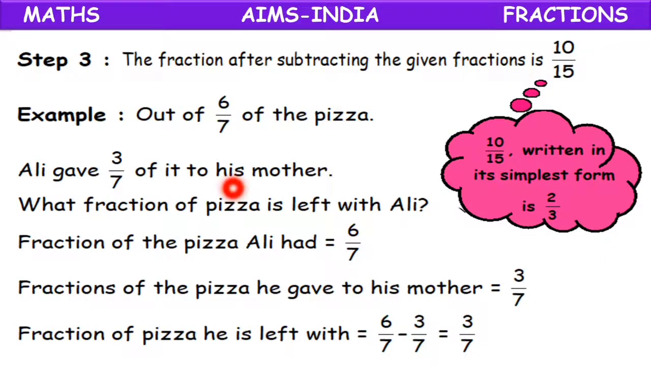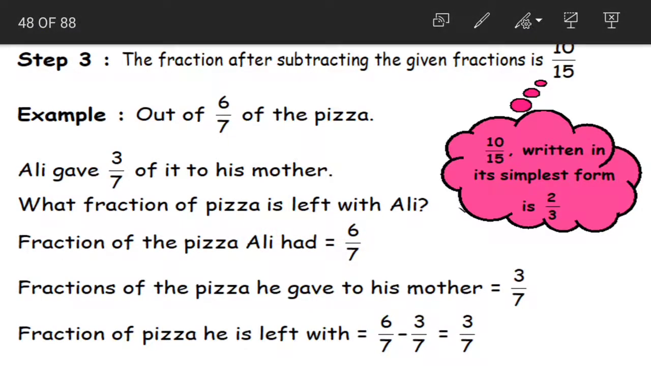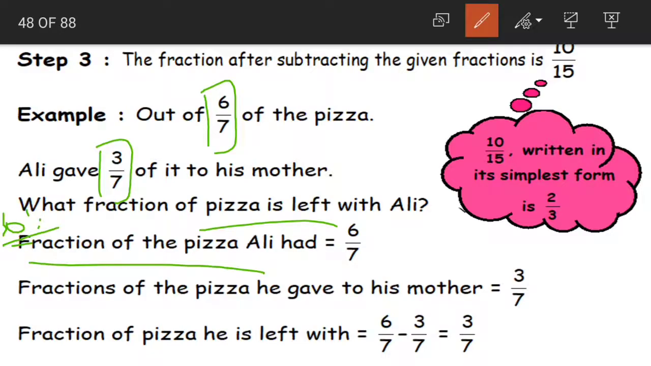Let us look at our example word problem. Out of 6 by 7 of the pizza, Ali gave 3 by 7 of it to his mother. What fraction of pizza is left with Ali? What did Ali do? From 6 by 7, yes, he had 6 by 7 of the pizza, and from that he gave 3 by 7 to his mother. Now we should find out what fraction of pizza is left with Ali. First step would be fraction of the pizza Ali had, that is equal to our 6 by 7.